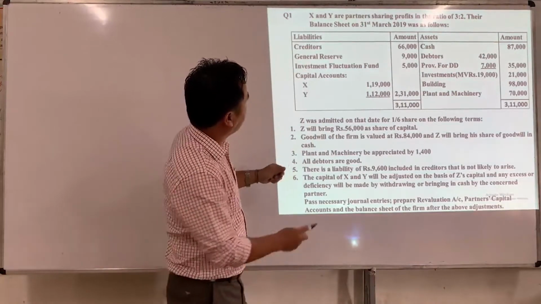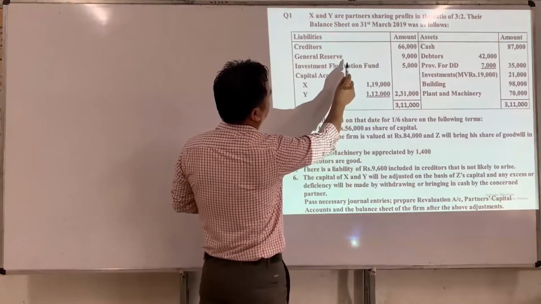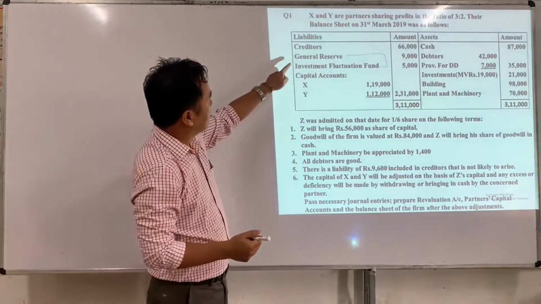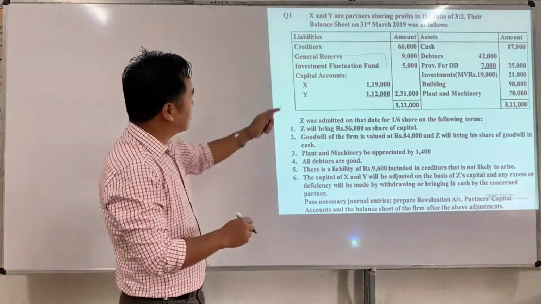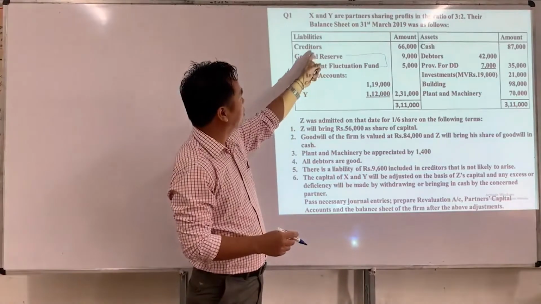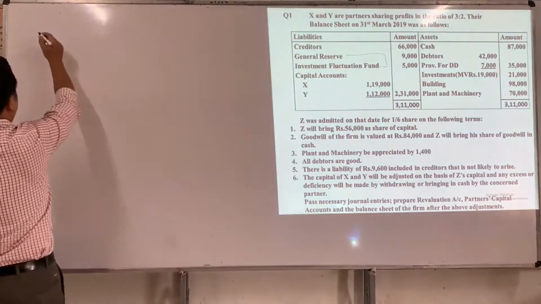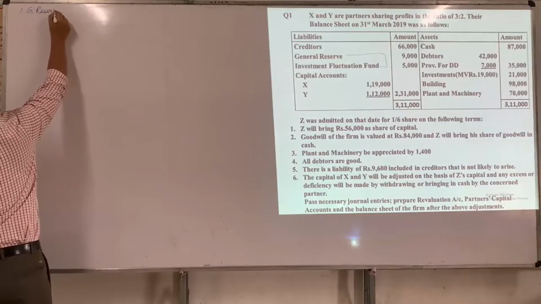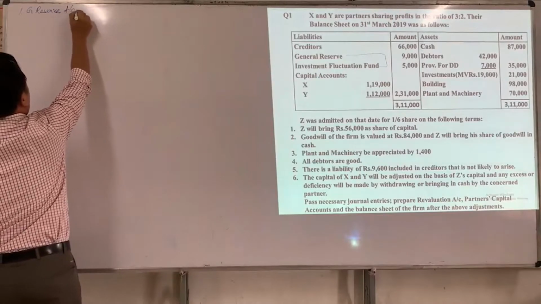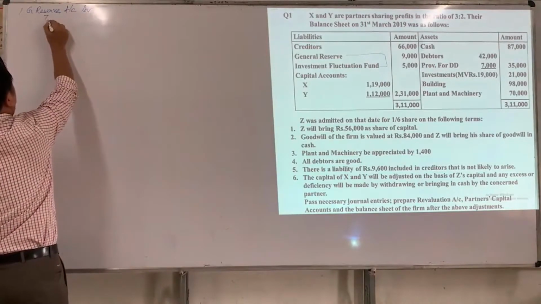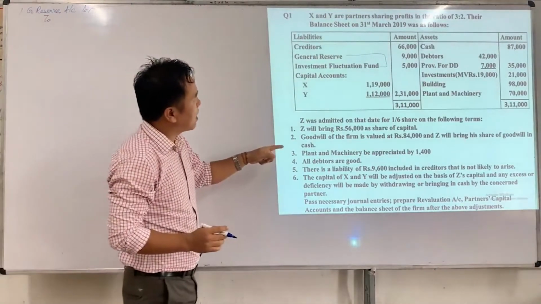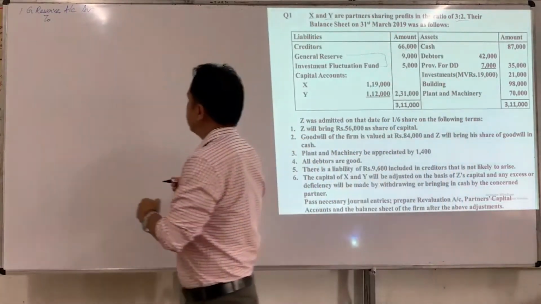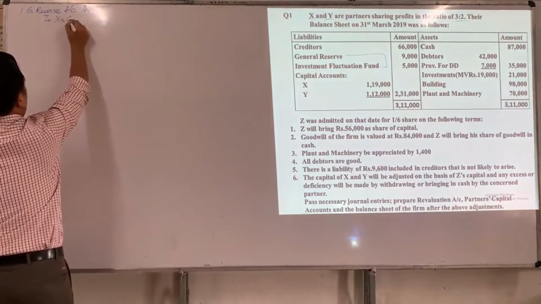On that side, we have accumulated profit in the form of general reserve and investment fluctuation fund. First we will transfer general reserve. Since general reserve shows a credit balance, why so? Because it is on the liability side of the balance sheet. So general reserve account debit to the capital accounts of old partners, that is X and Y, in their old profit sharing ratio.